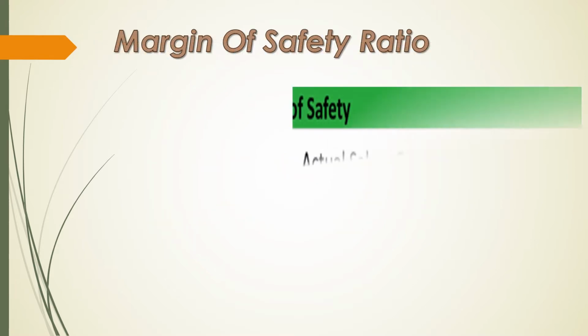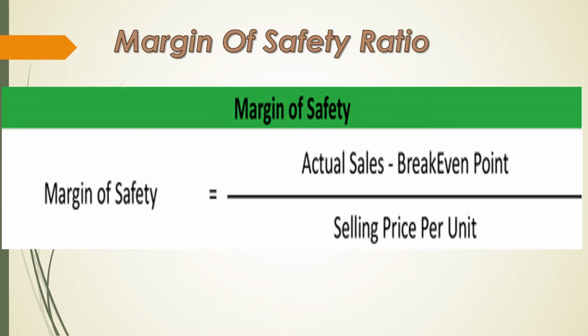Now, our margin of safety ratio consists of the following elements. It's actual sales minus break-even point divided by selling price per unit.